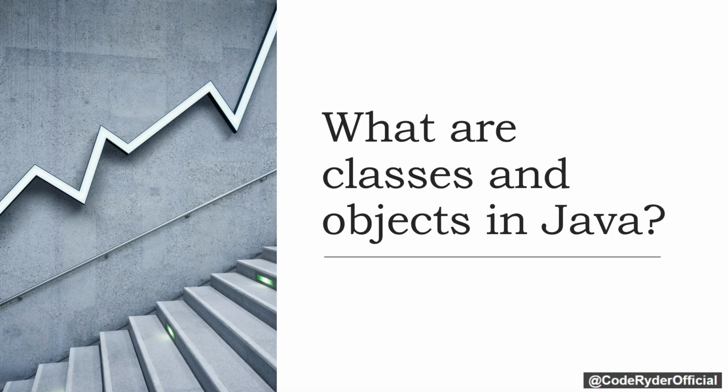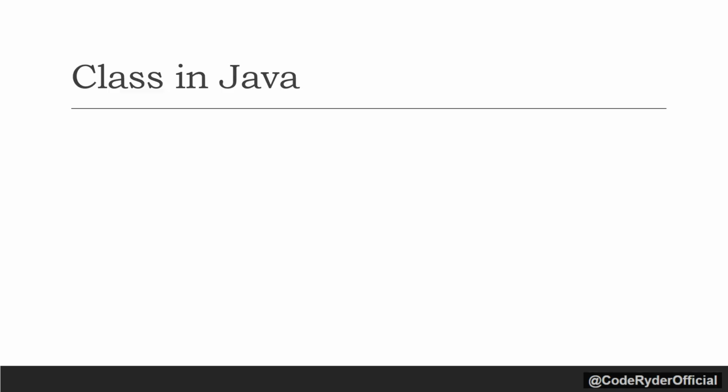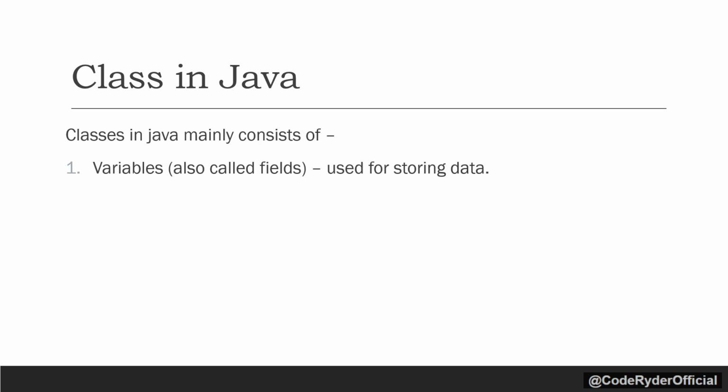All right. So, what are classes and objects in Java? Let's start with classes. Classes in Java basically consist of three important things. First is variables, second is constructor, third is methods. Let's start with variables. Variables are basically used for storing the data, and we also call them fields or properties.